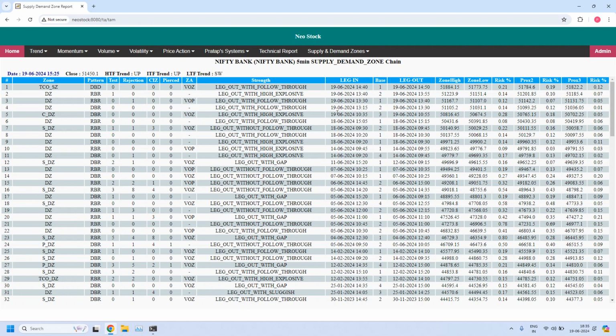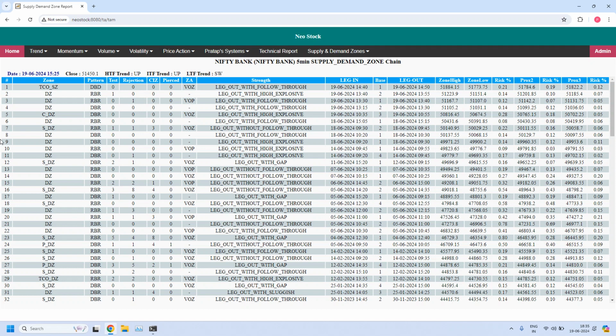And there are 4 more demand zones created. The 5th one is a high liquidity zone. And the remaining are all normal zones only. But one of these zones is already tested. Okay, this is about the Nifty and Bank Nifty supply demand zone chain.